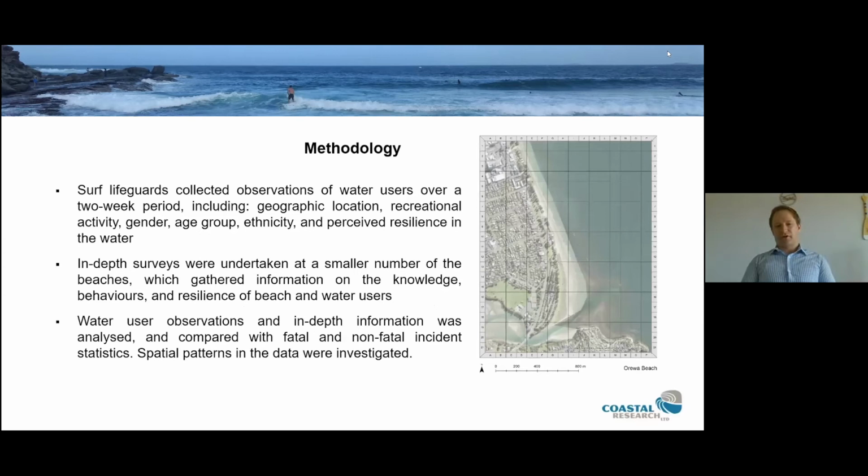So I'm just going to give you, just to illustrate some of the stuff that we can look at in the future, both in the technology and non-technology approach. I'm going to provide you a brief overview of some data that we actually captured a little while back in New Zealand. This data was captured just by some surf lifeguards doing a small pilot study, collecting some observations of beach and water users over a 2-week period, capturing data on the geographic location, activities, gender, age group, ethnicity, and perceived resilience of particular groups using an environment. We also undertook some in-depth surveys at a smaller number of beaches to gather information on the knowledge, behaviours, and resilience of particular groups. And then we can compare these with some incident statistics and map some of this information spatially.